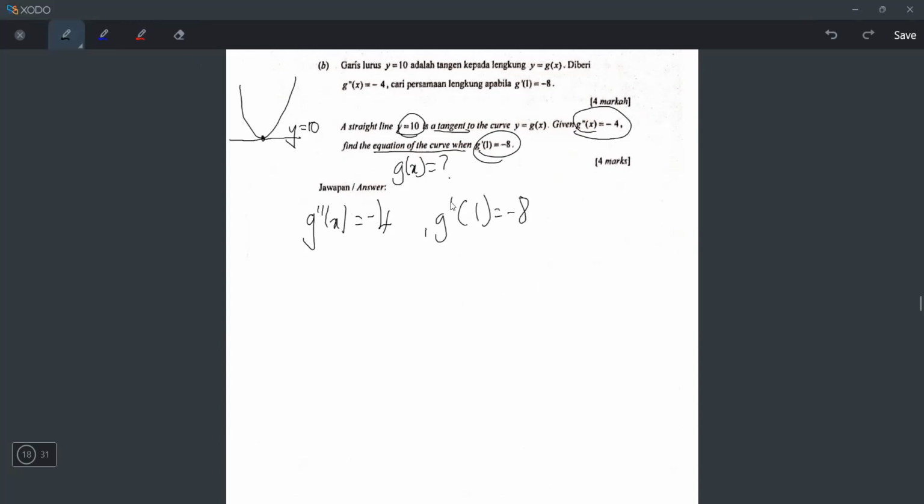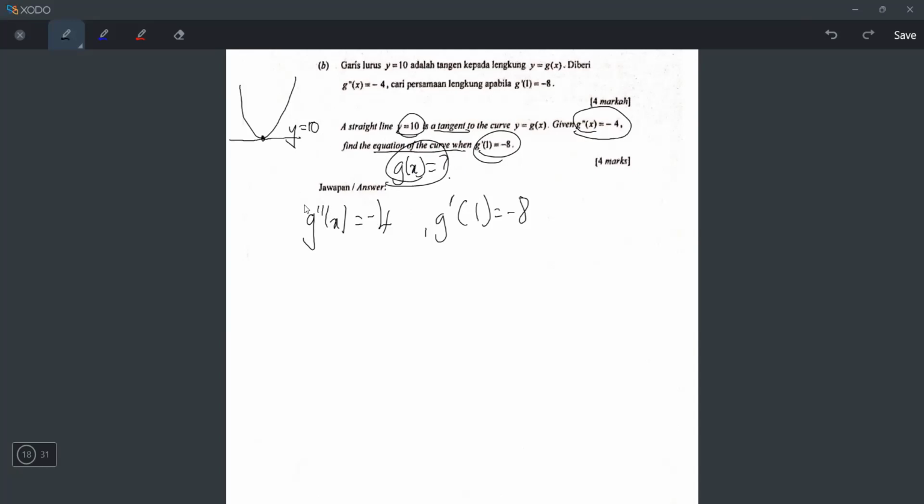Okay, now let's try to find g(x). I think you should start from the g double prime. And what you do is you try to reverse back because you want to know what is g(x). And the g double prime means that you already differentiate 2 times. So if you want to reverse back to g(x), you have to integrate these 2 times lah. But whenever you integrate, something annoying will happen.